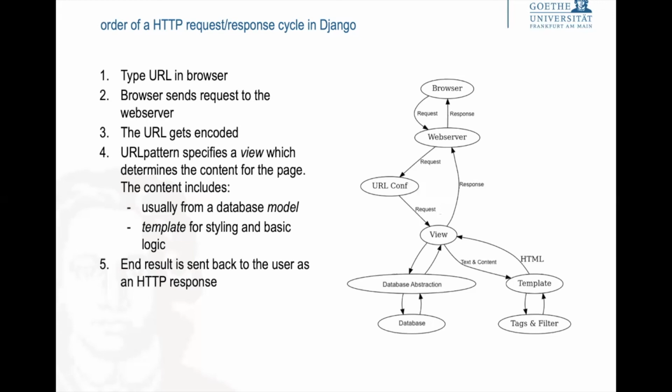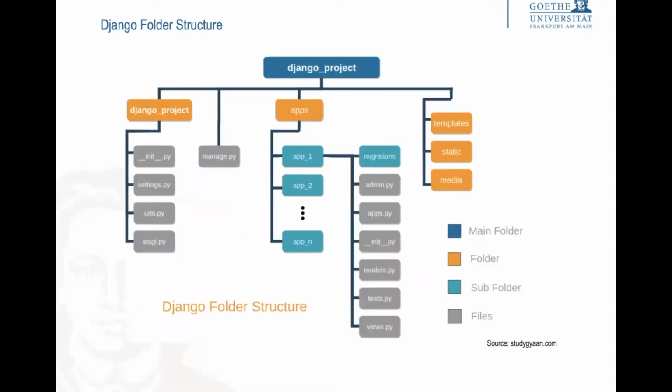And this behavior in Django is usually coded across different Python files inside a Django app. And now I will get more into detail about these files. So in order to once again see the bigger picture of one app and also how to code it, we'll look at the folder structure once again.